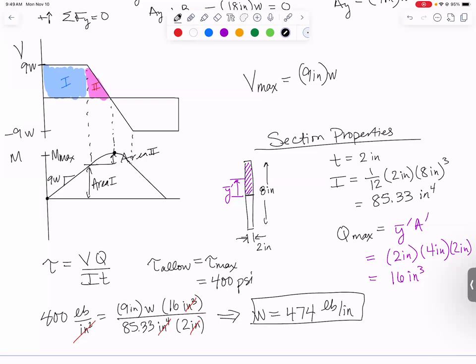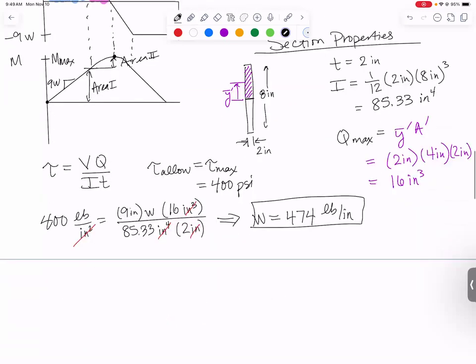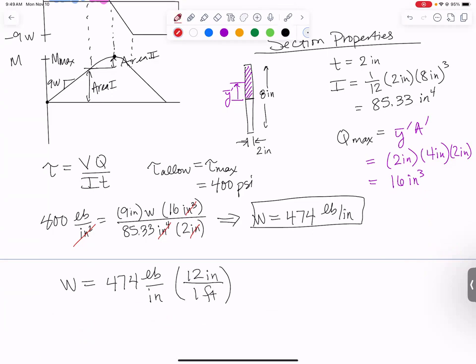I'm pretty sure the solutions manual actually wanted this in pounds per foot. This is a conversion that seems so simple, but a lot of students will get it wrong. So actually write out the conversion. Pounds per inch, I need to convert inches to feet. So I want to multiply this by 1. And I need to make sure that the inches are on the top so it cancels out the inches on the bottom. That way our inches cancel and we'll have this in pounds per foot, 5,690 pounds per foot.